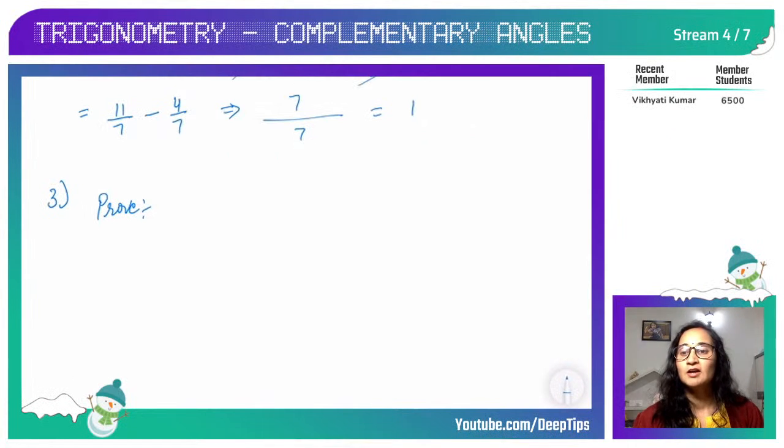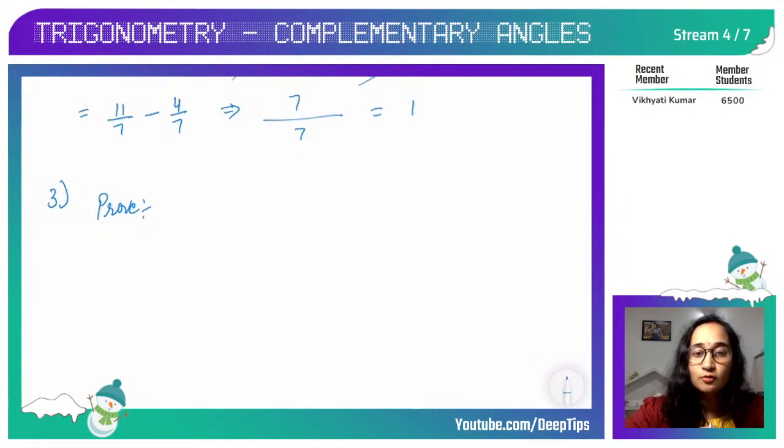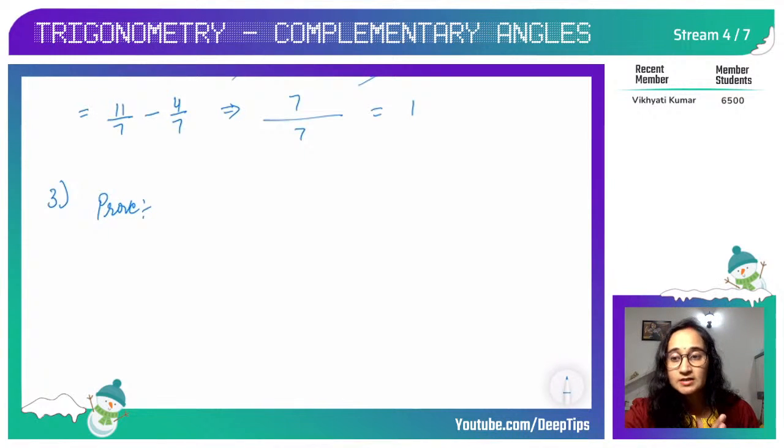Okay children, now the third question is based on a proving question. I know some students find proof questions quite difficult in geometry, but I tell you that proving trigonometric identities is the simplest one. And my next video tomorrow is based on trigonometric identities, where we are going to do lots of proving questions. So now this question is based on a complementary angles proof.